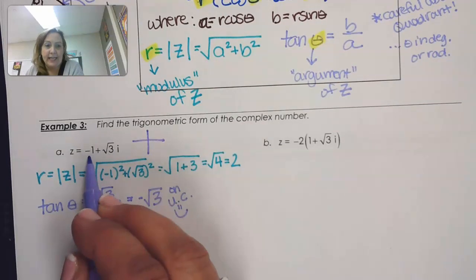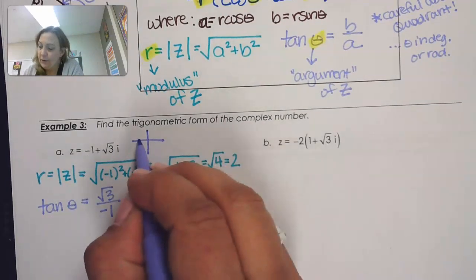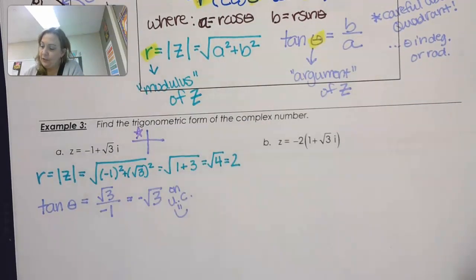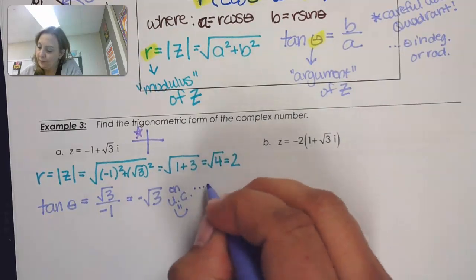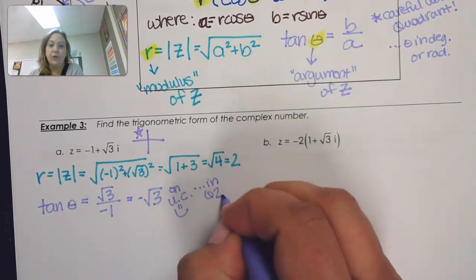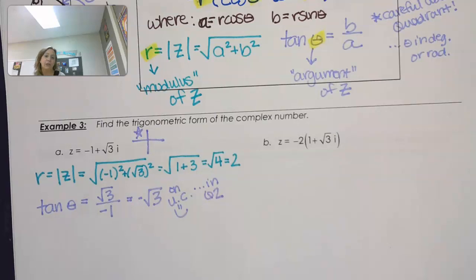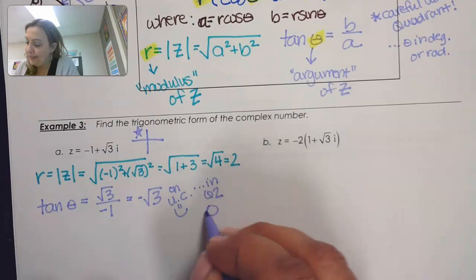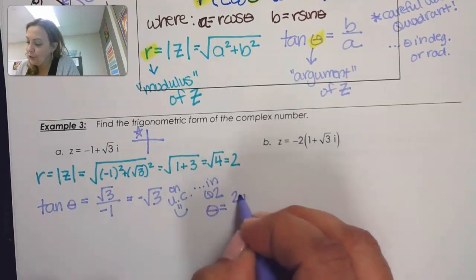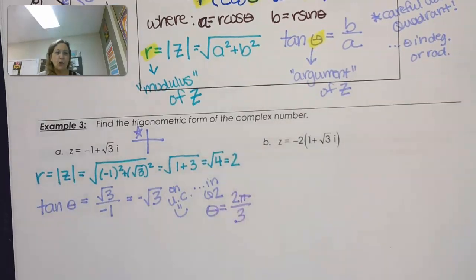If I think about plotting this, -1, √3 is going to be in quadrant 2. So we know it's going to be on the unit circle in quadrant 2. And so in that case, we know that that is going to be 2π/3 because it's in that tall triangle family. Okay.